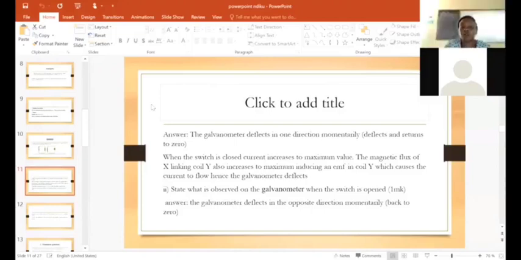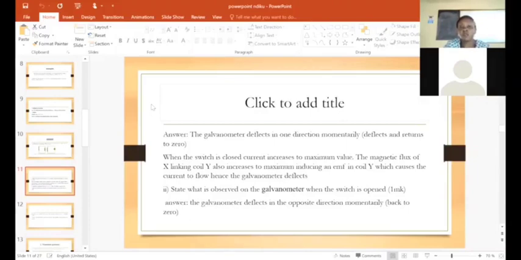So we have the explanation. The observation will carry 1 mark. Then the explanation will carry 3 marks. So when the switch is closed, the current increases to maximum. The magnetic flux in coil X, linking with coil Y, will also increase to maximum, and this induces an EMF in coil Y, which will cause the current to flow, and the galvanometer deflects.